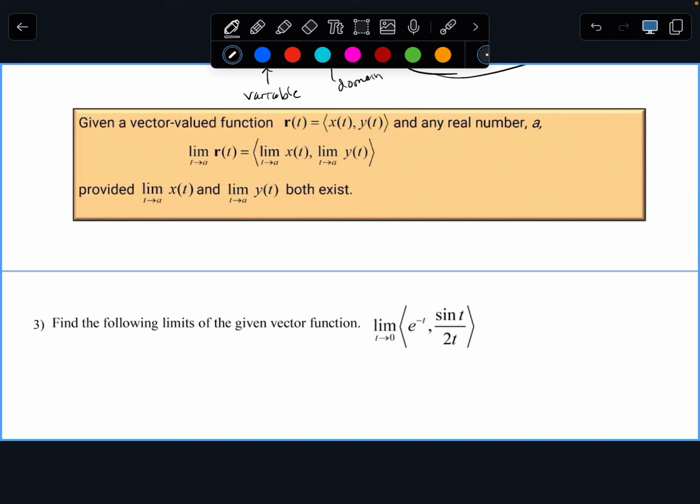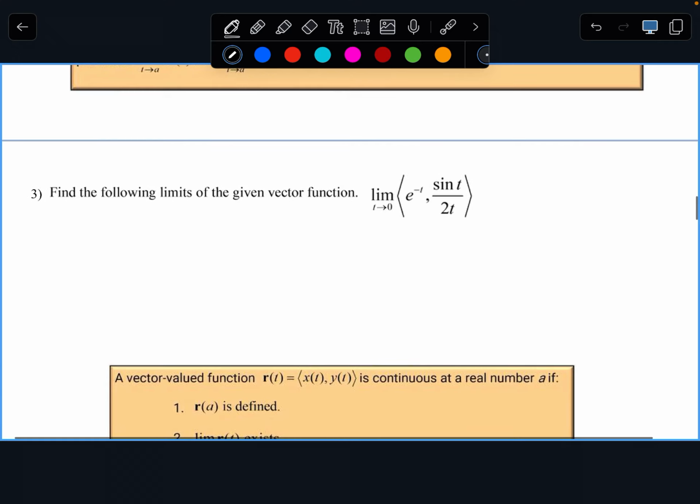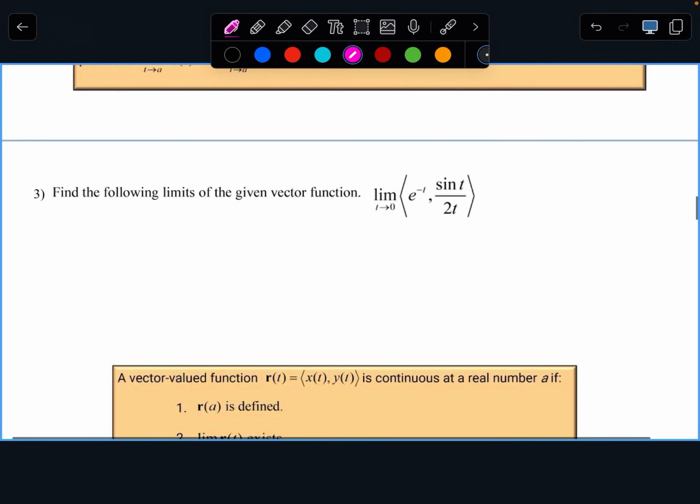If you have to do a limit, you just take the limit of each. So it's not too bad. To do this one, sorry, I did that really fast. I just plugged 0 in. So e to the 0 is 1, right?